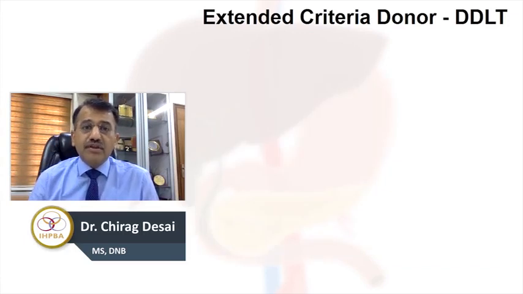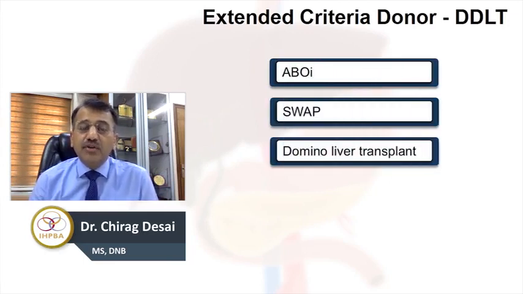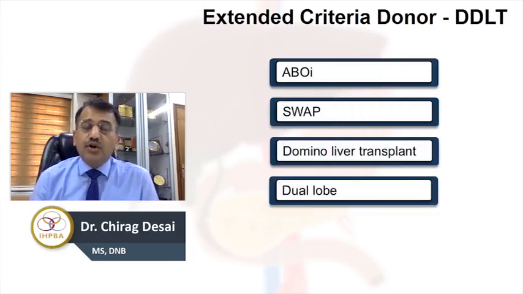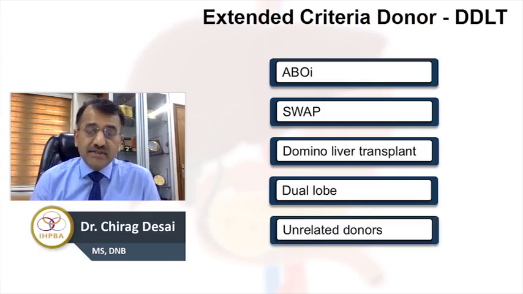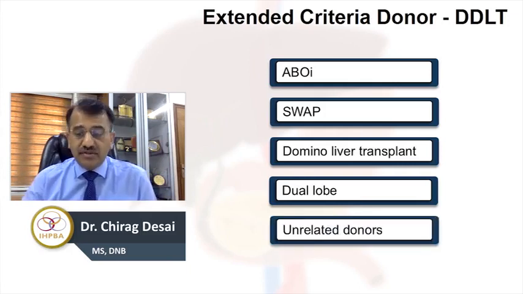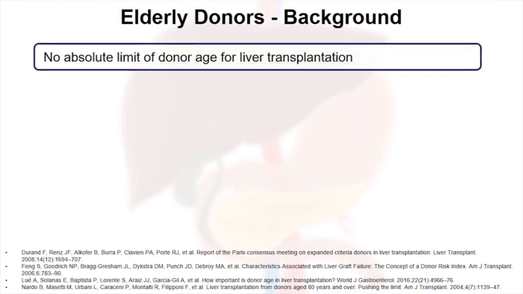To expand extended criteria donors in living donor liver transplant, there are ABO incompatible livers, domino livers, and dual lobe liver transplant. Swap liver transplant is also a way to expand the liver donor pool, as are unrelated donors in some countries where it is lawfully possible. If we talk about the age of the potential donor, there is no absolute age beyond which a liver cannot be used. No liver should be discarded or rejected just on the basis of age.